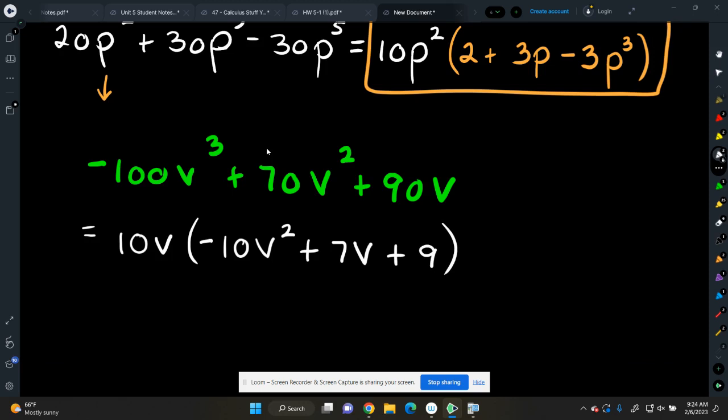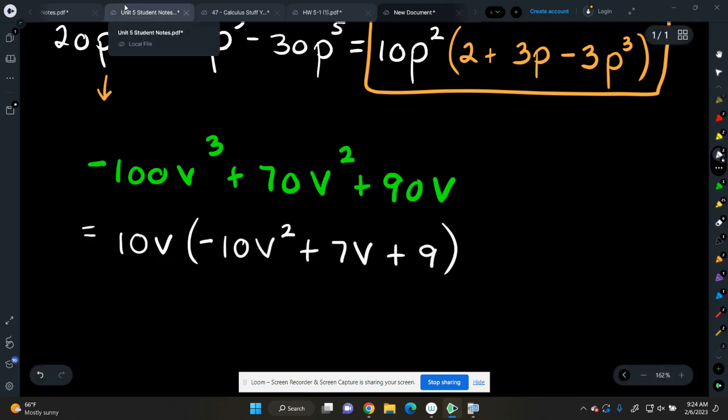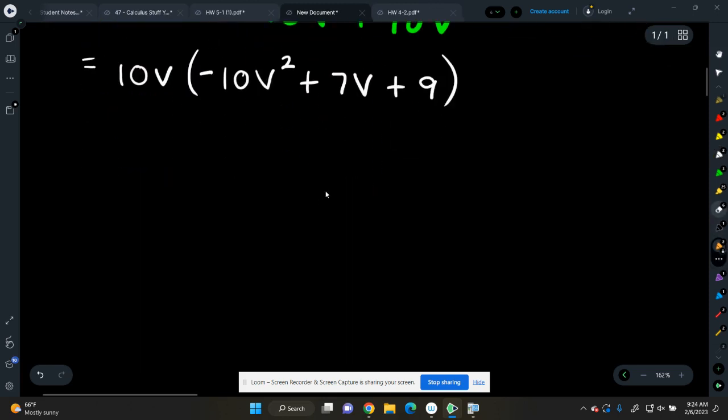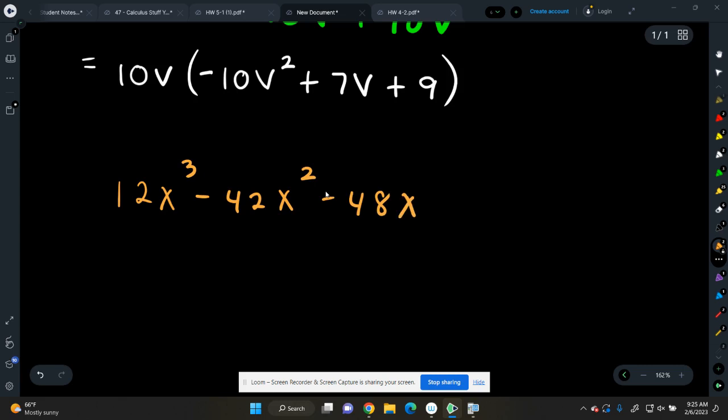Who has a question on that? Try one by yourself? Okay, let's do 12x to the third minus 42x squared minus 48x. Go ahead and factor that.